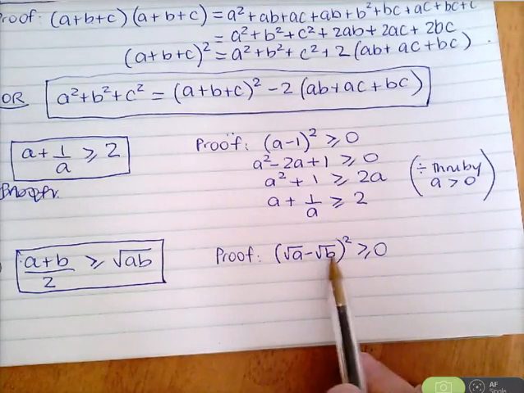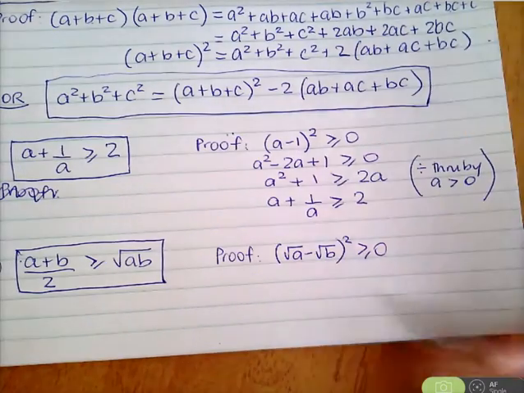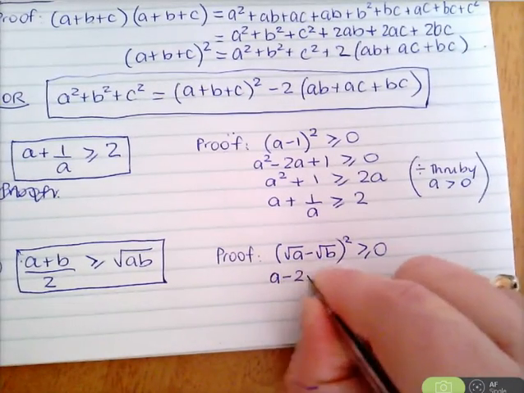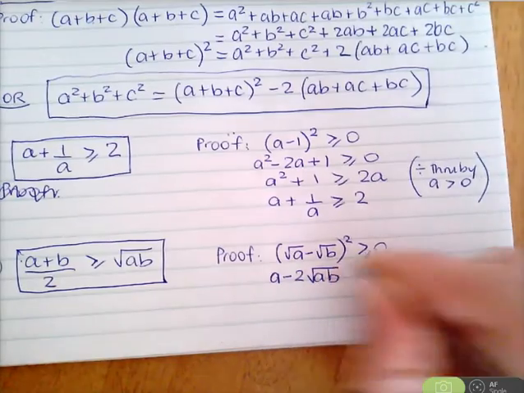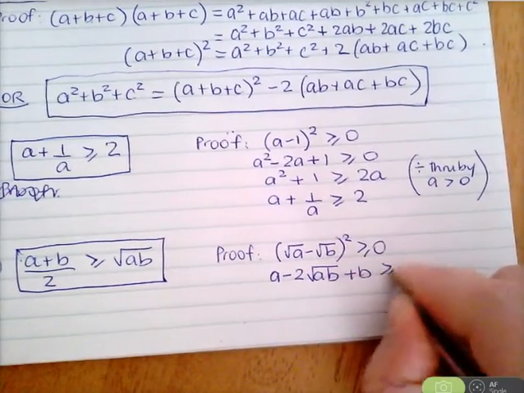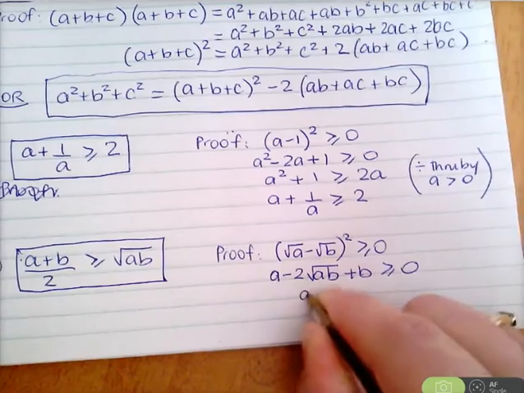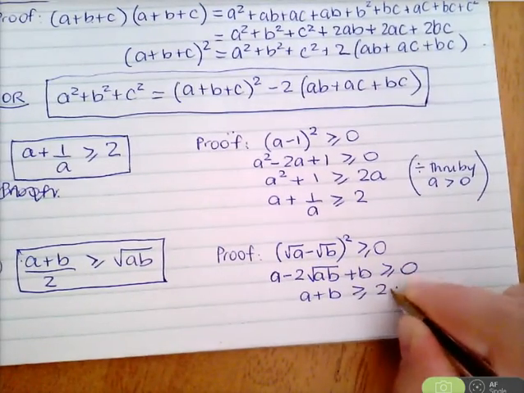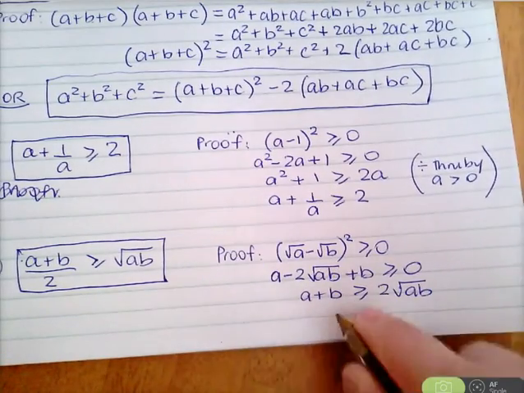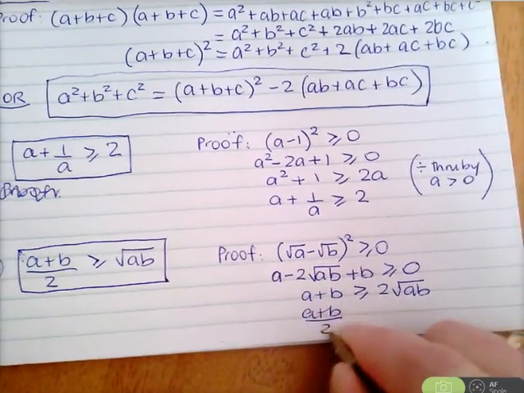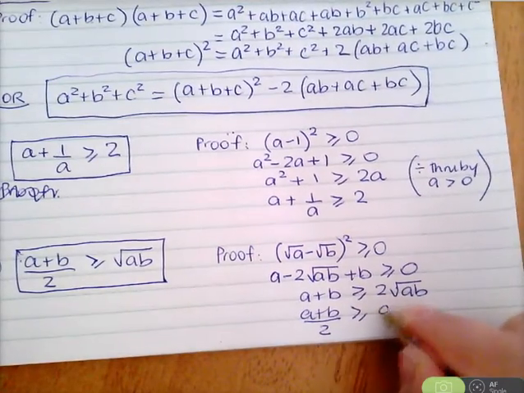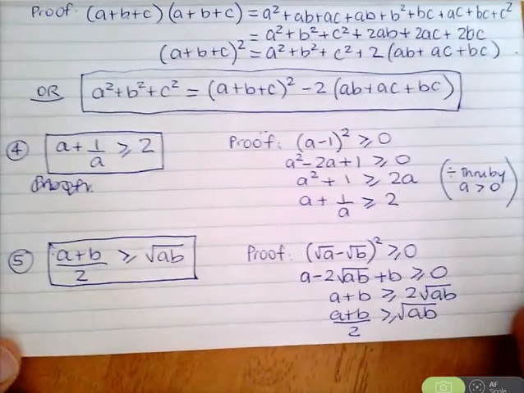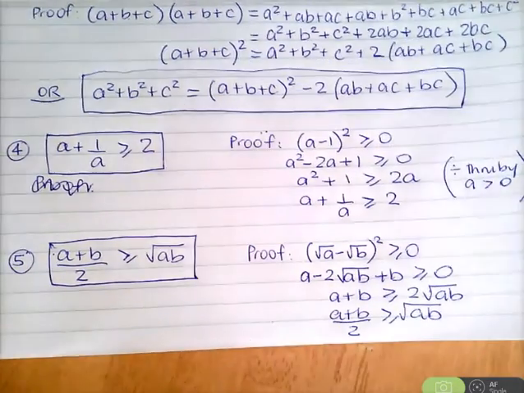So we've got (the square root of a minus the square root of b) squared is greater than or equal to 0, because anything squared is positive. Expanding that, we get a minus 2 root a times root b, which is 2 root ab, plus b is greater than or equal to 0. Again, taking this minus 2 root ab to the other side, we get 2 root ab, and now just dividing through by 2, we get (a plus b) over 2 is greater than or equal to the square root of ab. Okay, so you'll need to know how to prove all these.